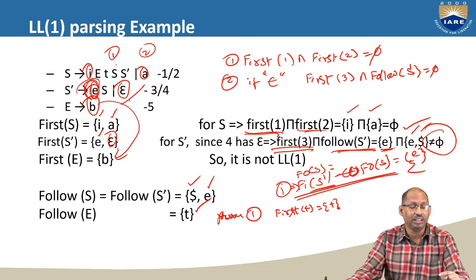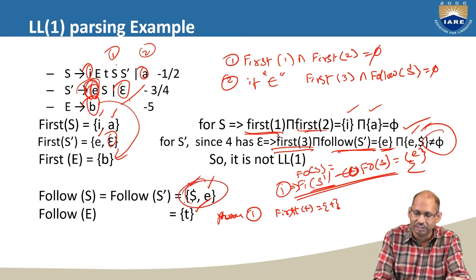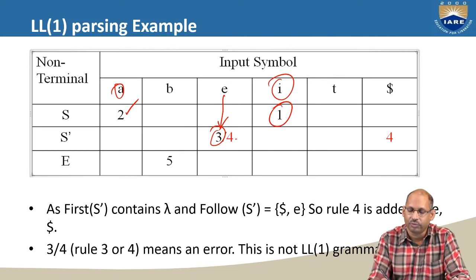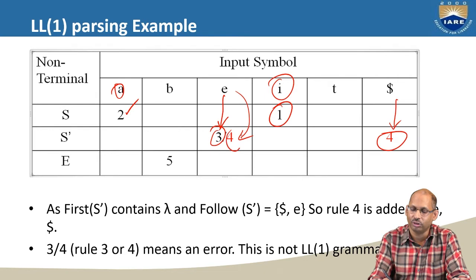The fourth production is epsilon. If it is epsilon, then we have to consider the follow of S dash. What is the follow of S dash? Follow of S dash is $ sign and E. So in the place of E and $ sign, we are writing the fourth production.